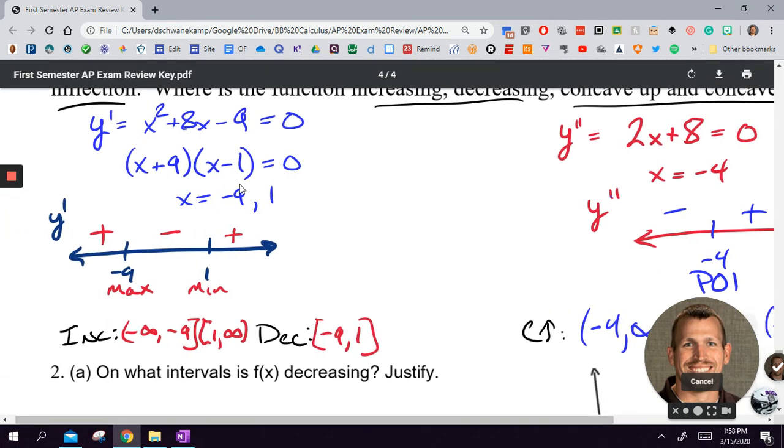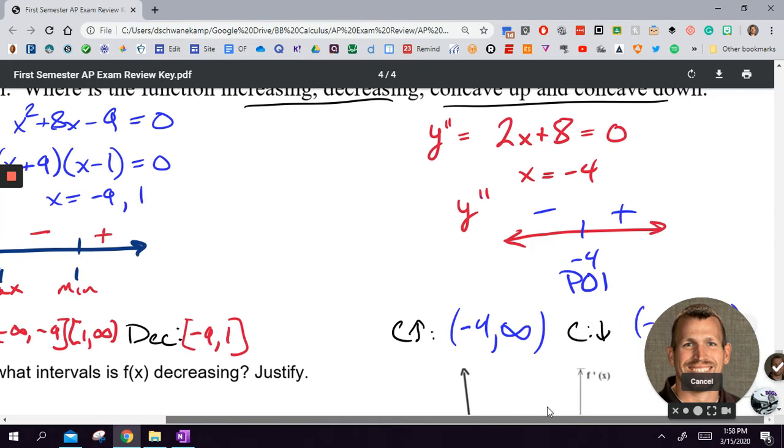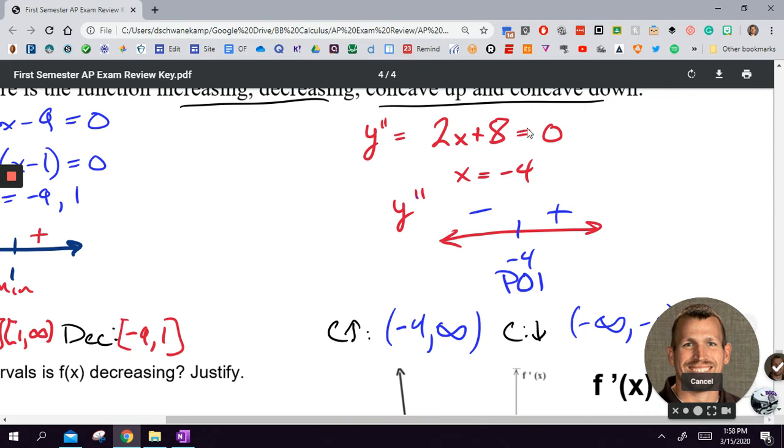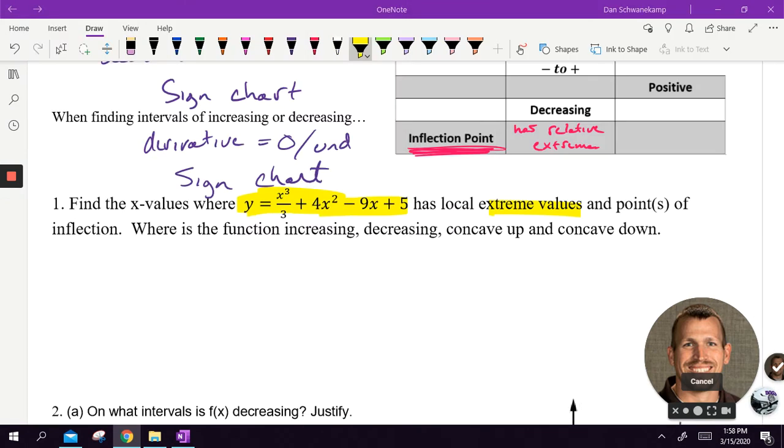Take the derivative, set it equal to 0, sign chart, boom. This is a maximum because it changes from positive to negative. That's a minimum because it changes from negative to positive, increasing, decreasing intervals. Then we would take the second derivative, set it equal to 0, solve it, put it on a sign chart. Since it changed signs, that's a point of inflection. It's concave up when the second derivative is positive and concave down when the second derivative is negative. Okay, nothing groundbreaking there, just what you need to look at.